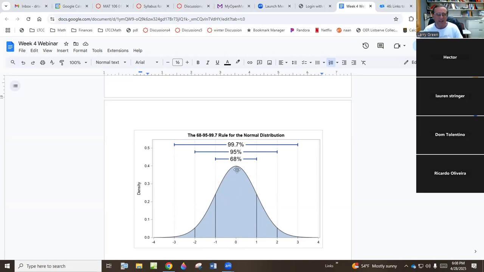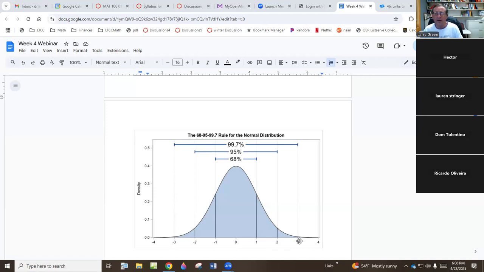And if you have the standard normal distribution, then that just means that there's a 68% probability of being between -1 and 1. There's a 95% probability of being between -2 and 2. And there's a 99.7% probability of being between -3 and 3. So we actually talked about this in week 1, but it's been a few weeks already.